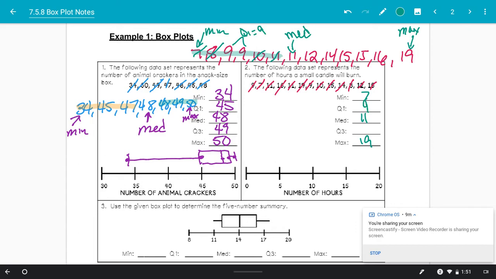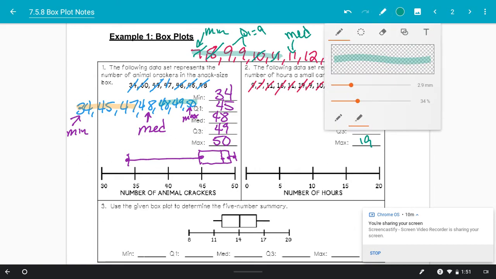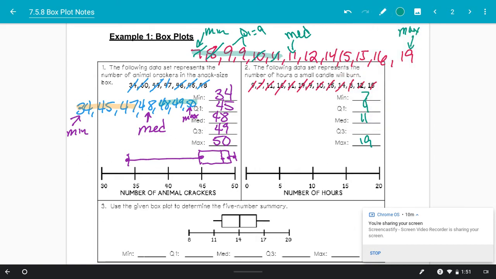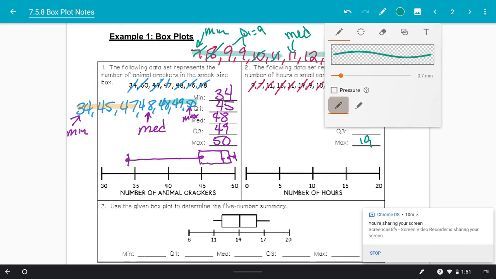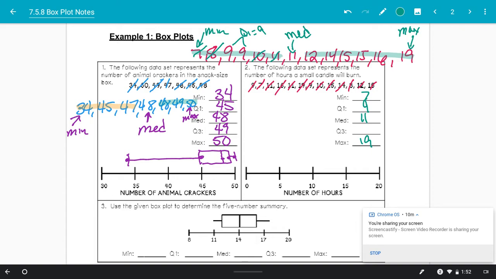We then look at the upper quartile, so I'm going to highlight what's above the median. I'm going to work my way into the middle here. So I want the median of that upper half. So I'm going to cancel out left, right, left, right. I have two numbers in the middle. So again, we average 15 plus 15, giving us 30, divided by 2, giving us a Q3 of 15.